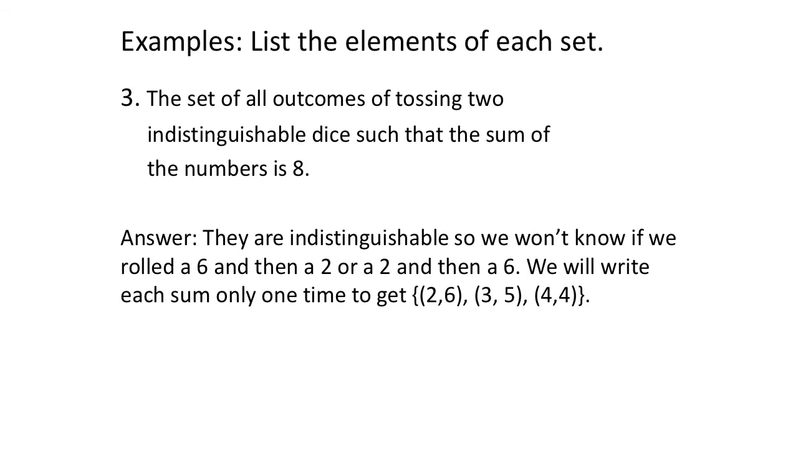List the elements of the set of all outcomes of tossing 2 indistinguishable dice, such that the sum of the numbers is 8. So they're indistinguishable, so maybe they're both white. We're playing a game of Monopoly. So we don't know if the first one was a 6 and the second one was a 2, or the first one was a 2 and the second one was a 6. It doesn't matter. That's the same roll. One die shows a 2, the other one shows a 6. If they're indistinguishable, we just list it one time. A 2 and a 6, a 3 and a 5, a 4 and a 4. Those are the only 3 ways that we can roll indistinguishable dice so that the sum of the numbers is 8.